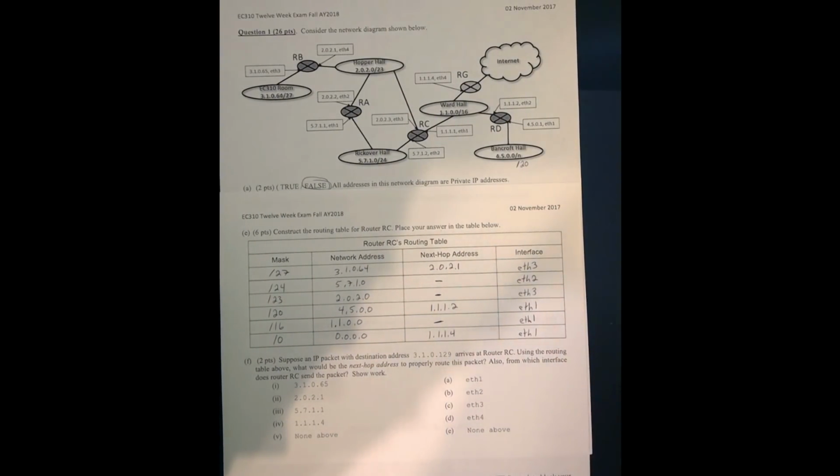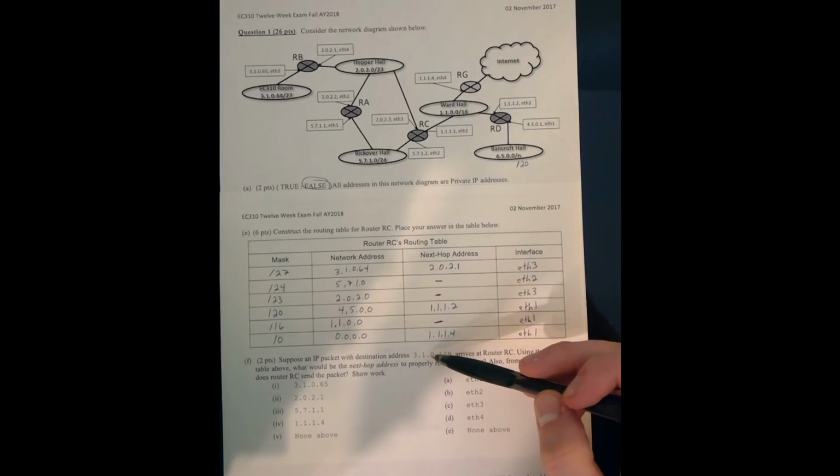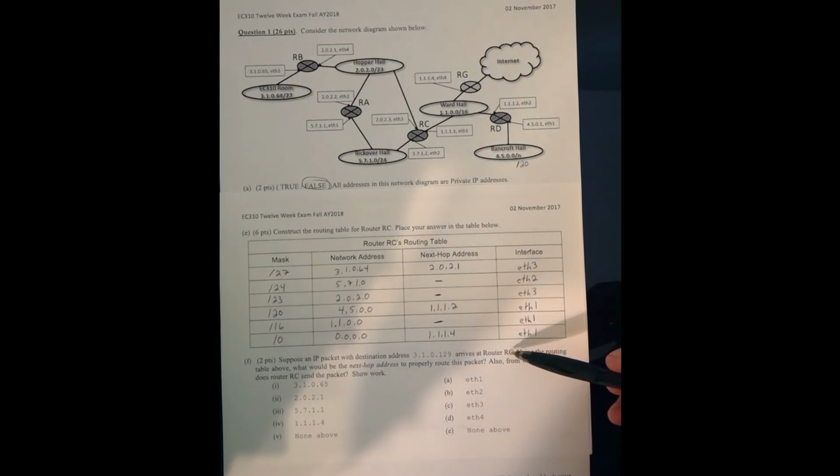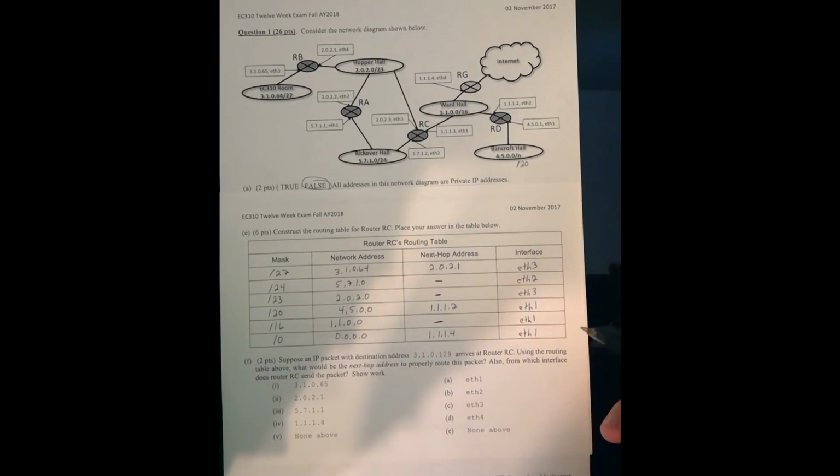Okay, so that's the routing table that we've constructed. Next up, suppose an IP packet with destination address 3.1.0.129 arrives at router RC. Using the routing table, what is the next hop address to properly route this packet, and what interface does it send the packet on? Show work.